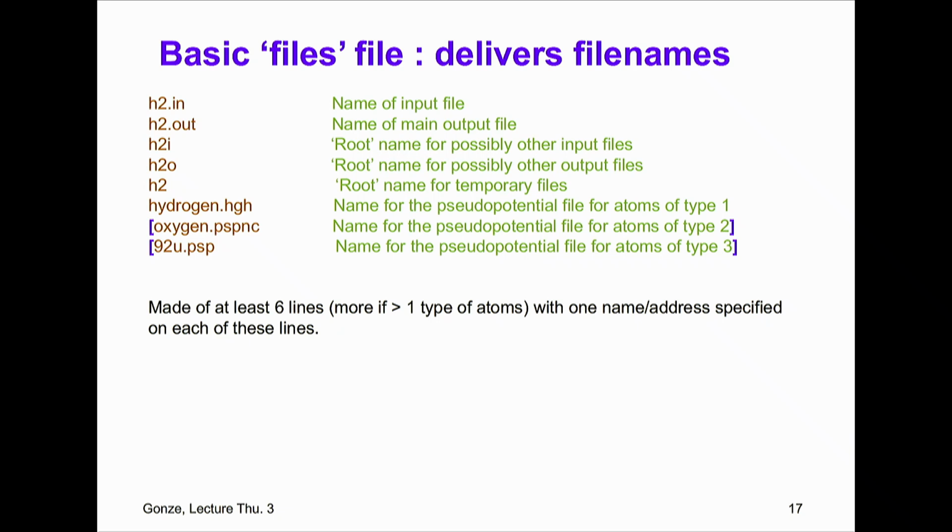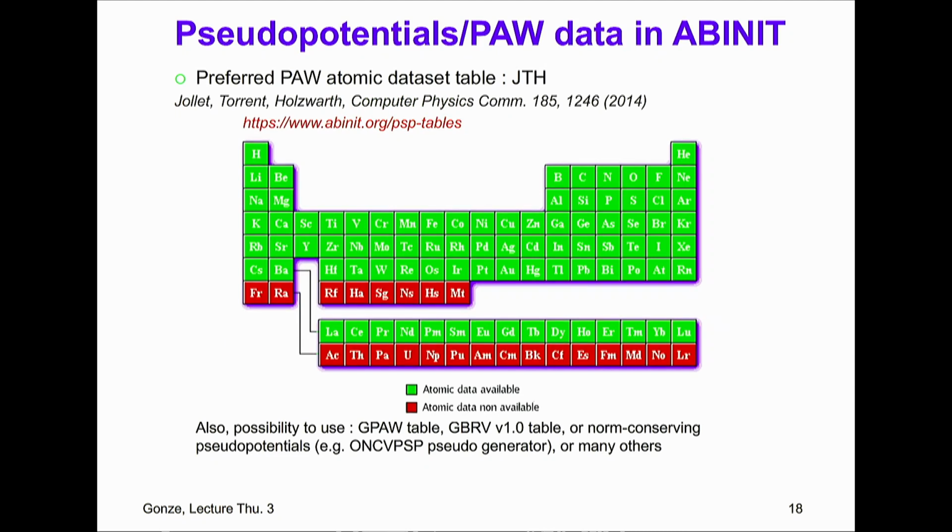And then we need the names of the pseudopotential files. Here I have said hydrogen with this name. It's the file that I will need for doing my hydrogen calculation. But suppose that we also need oxygen and uranium. I will add another name and then a third name. So one file needs 6 lines, at least. Perhaps it will be 7 when there are 2 types of atoms, 8 if there are 3 types of atoms. As mentioned, we have indeed pseudopotential tables.